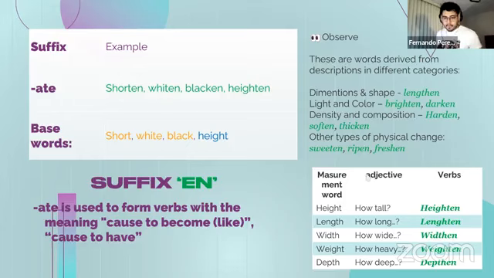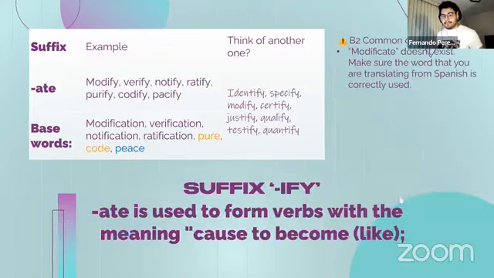Soften. There you have it. Brighten, darken, harden. That's the thing. The next one: -ify. This is used to form verbs with the meaning of caused to become like. The same logic.